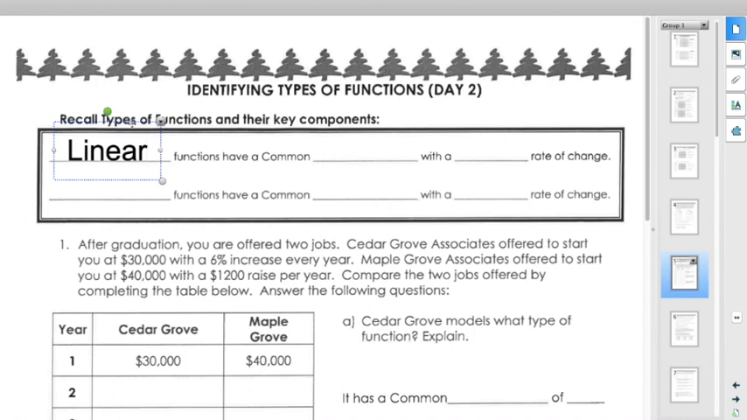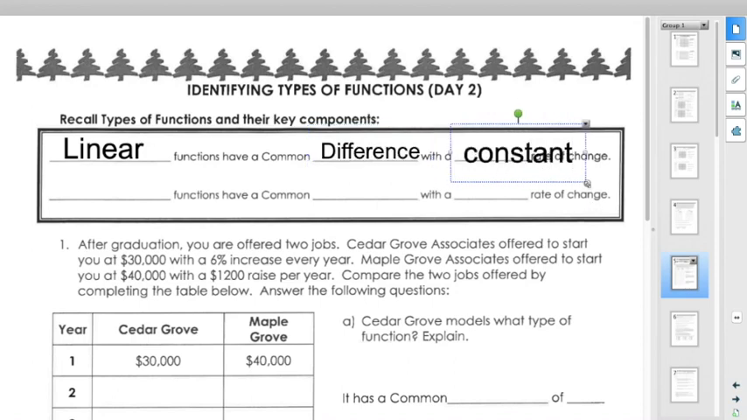Linear functions. Recall from day one, linear functions have a common difference with a constant rate of change. Okay, so write these down. In other words, the common difference is either adding or subtracting in the table of values. And the constant rate of change is we are either going up or down by the same amount every time. So if I go up by $2 from x1 to x2, I'm going up by $2 from x2 to x3.